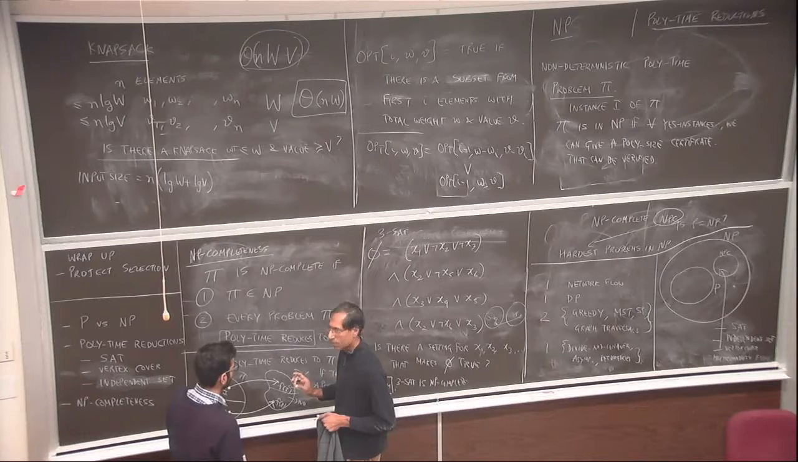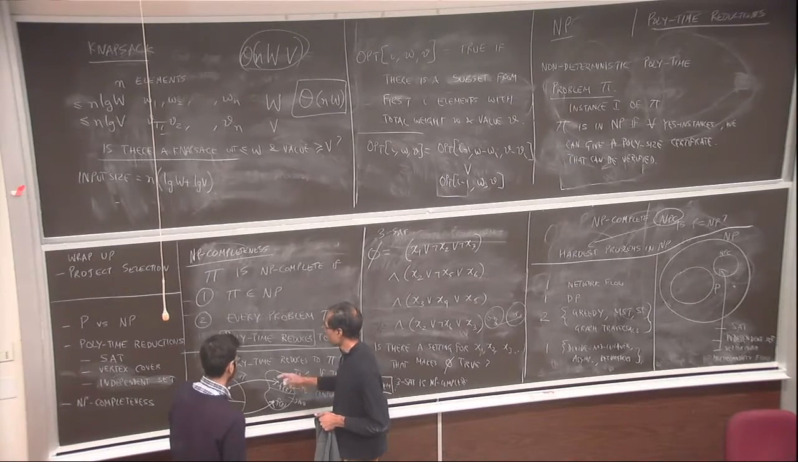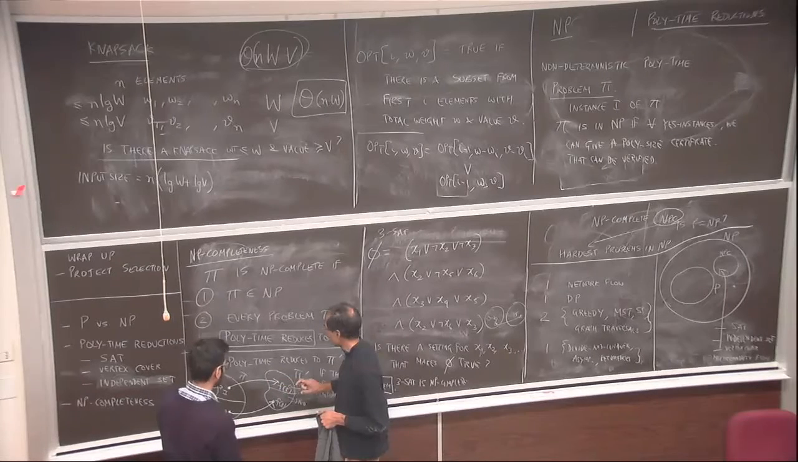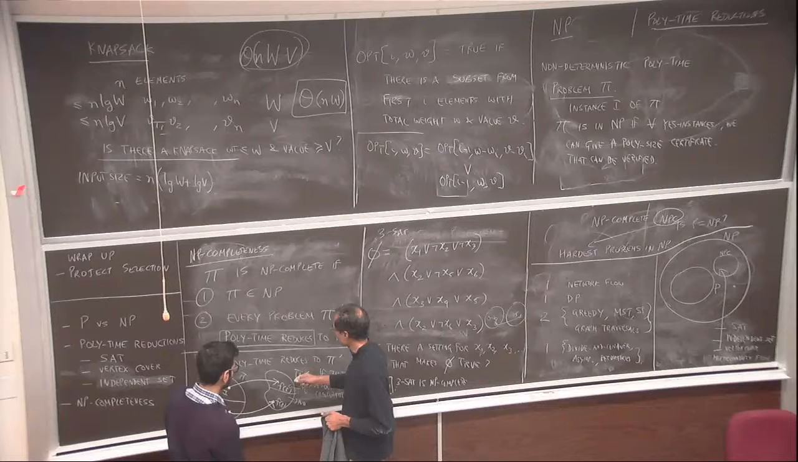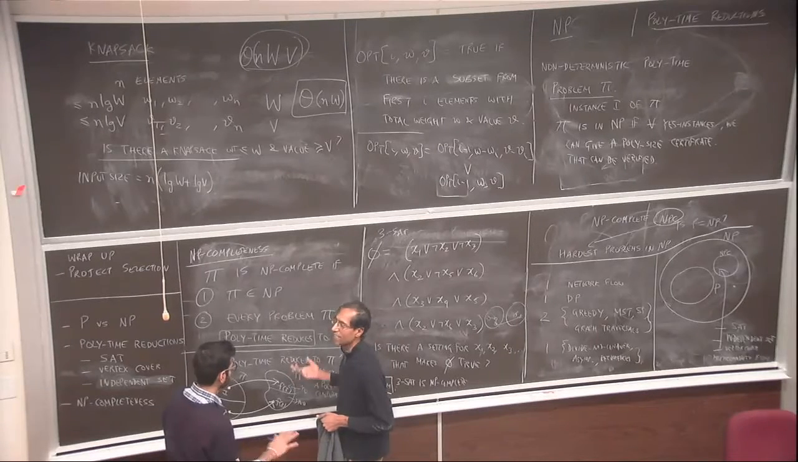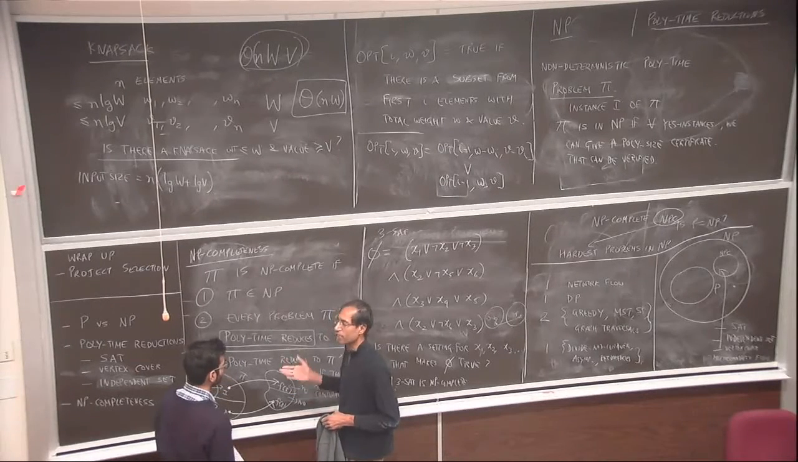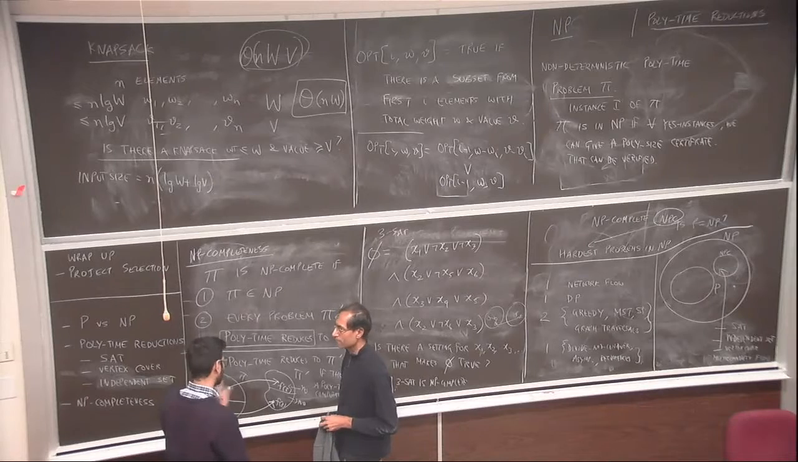If I add this map, the way you can think of it is as if you're doing the reduction the other way. Instead of reducing it to pi prime, you're reducing it to the negation of the conjugate of pi. So that's how you would do it. Yes. Reduce to pi.